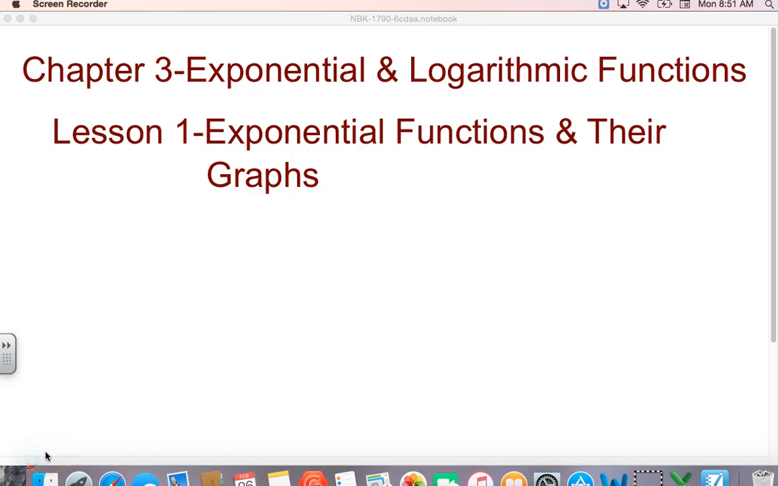Ladies and gentlemen, today we're going to be moving on to Chapter 3, and Chapter 3 is about exponential and logarithmic functions, so two other kinds of functions. We've done linear, quadratic, polynomial, rational. So these are two new types of functions, and today we're just going to be talking about exponential functions and their graphs to start off with.